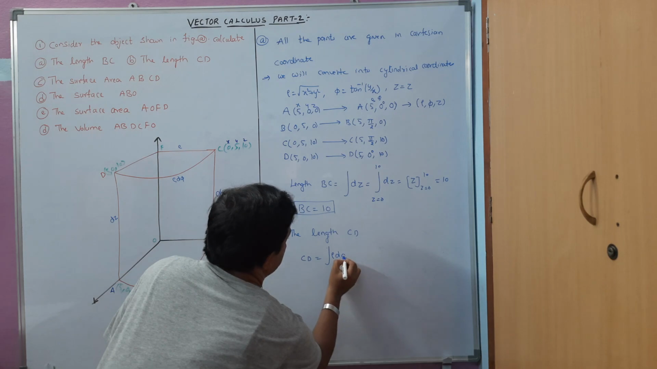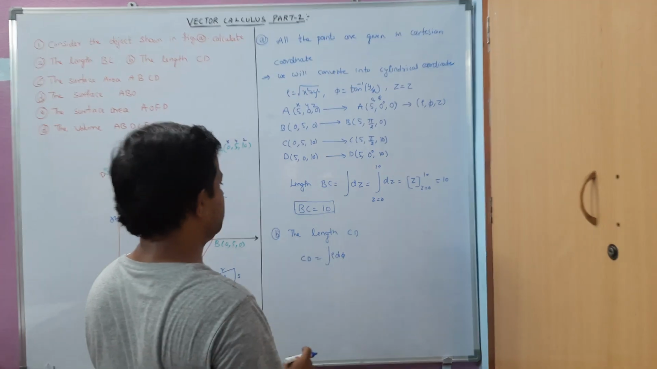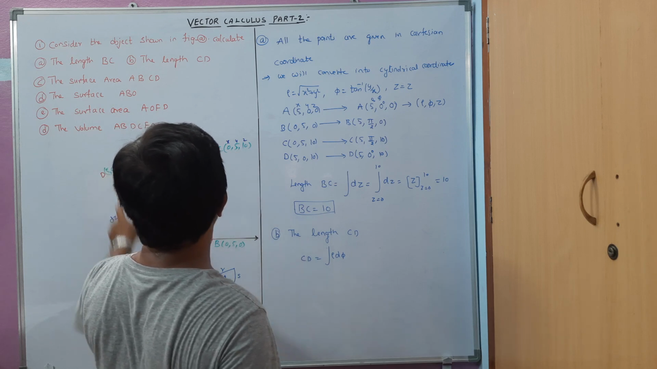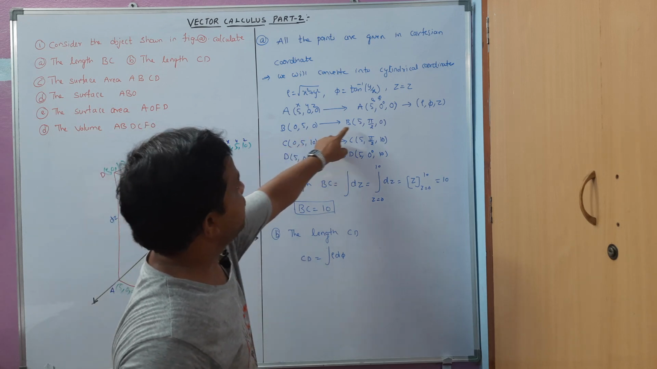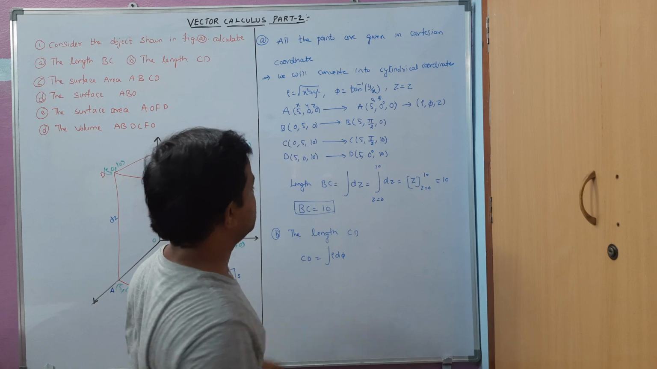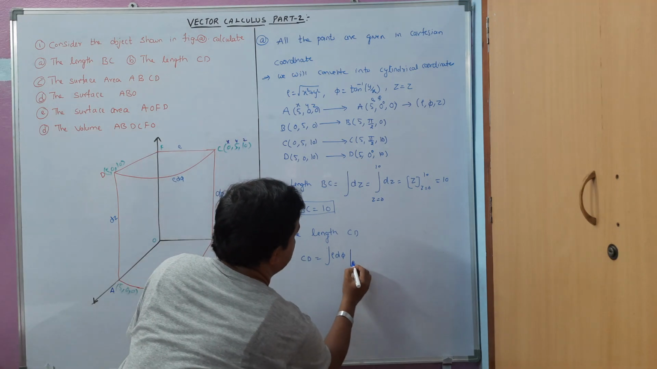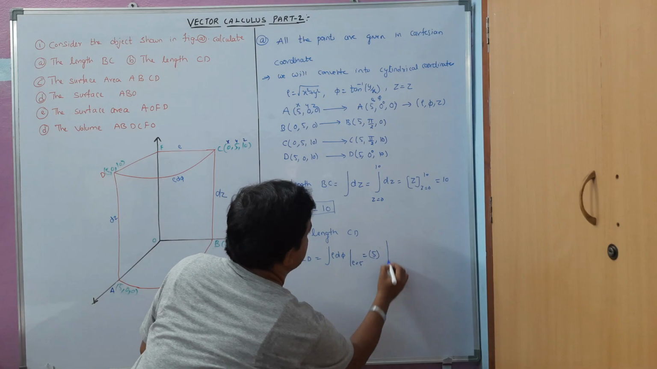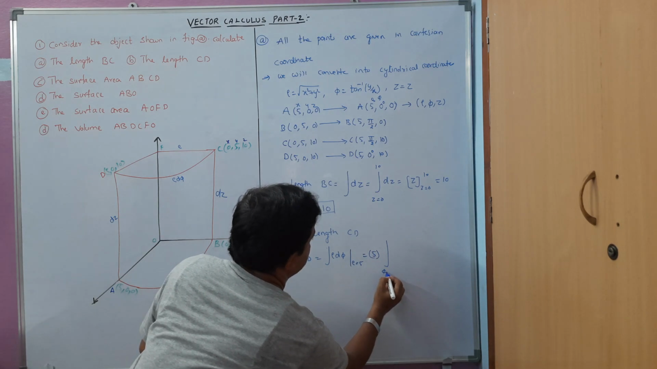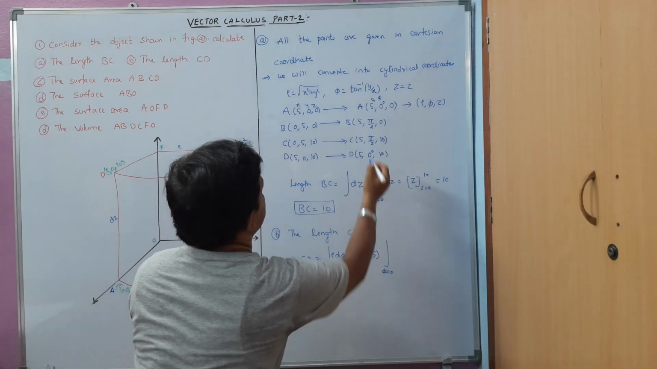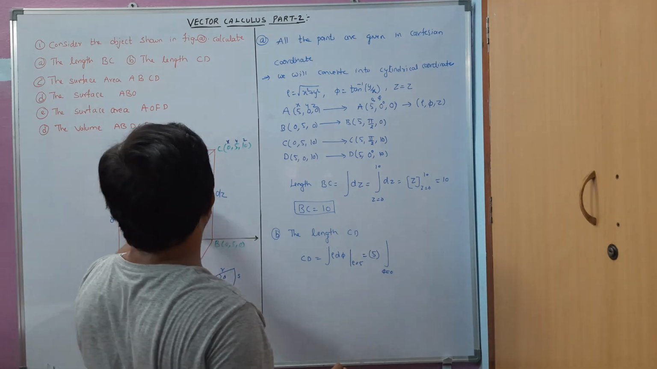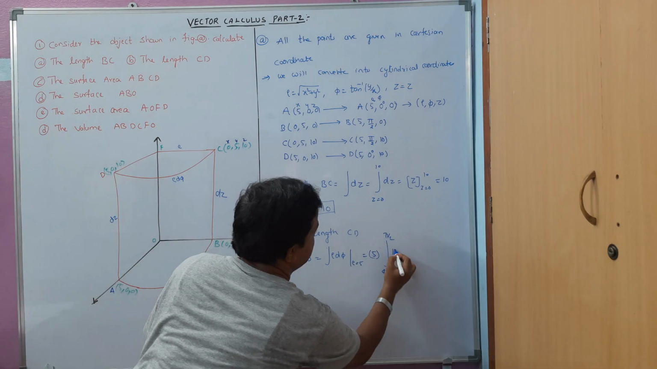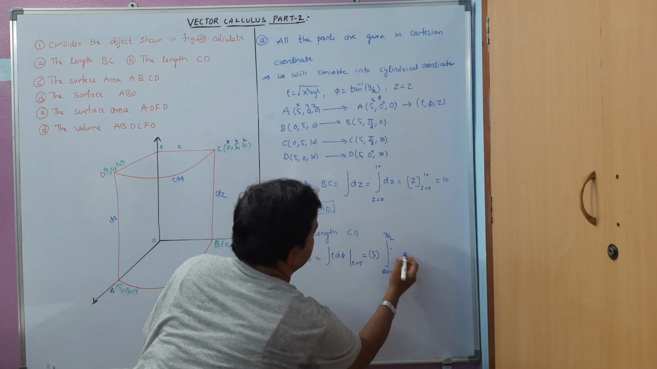rho d phi. This is also a line integral of rho d phi, and rho is constant here, for C and D. Phi is not changing. At rho equal to 5, I will take 5 into d phi. Phi is from 0 to pi by 2, the length of the curvature, so I will take 0 to pi by 2 into d phi.